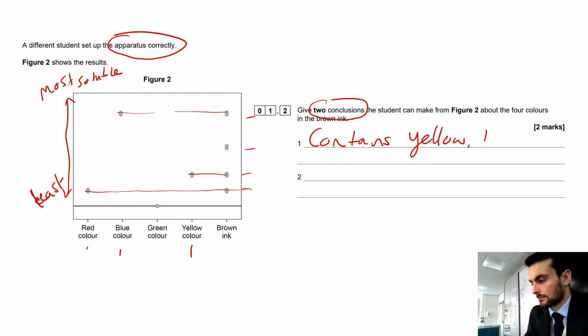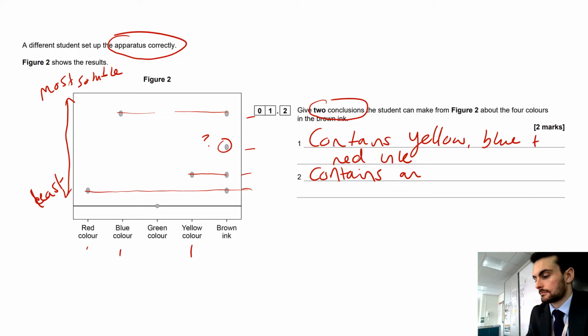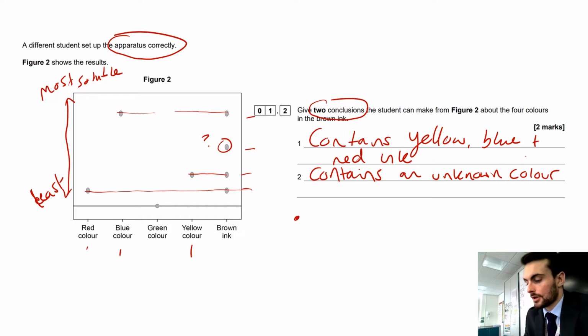Contains yellow, blue and red ink. Okay, one of them is this one here, right? That doesn't match up with anything, so we can also conclude it contains an unknown colour. We could also say, so that's 2 marks done already, but you could also say a bit extra, which we could talk about which ones are most soluble. So blue is most soluble colour.